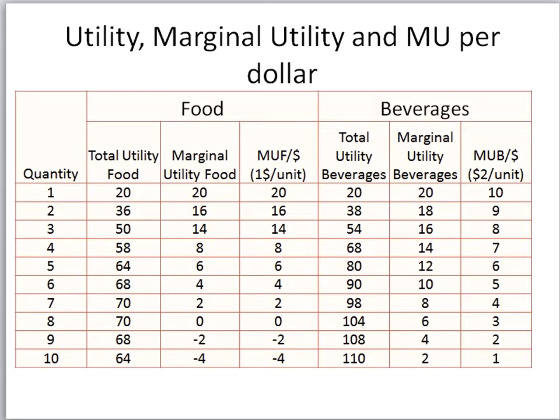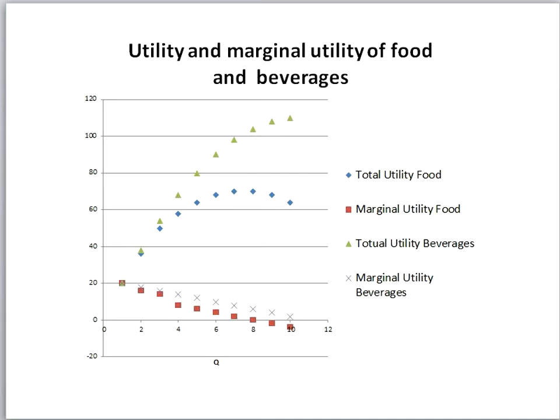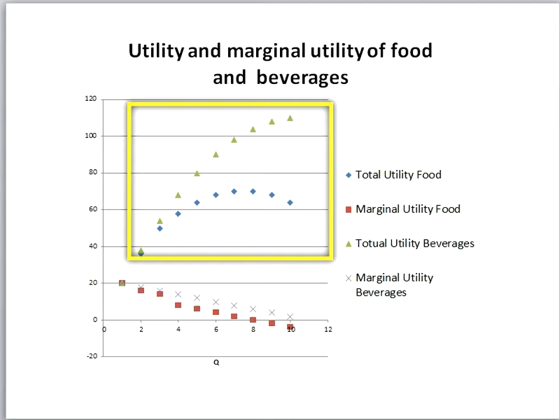If you have not seen this table before, please make sure that you see the previous video, video number 1 on the topic. If we create a graph using this table, the graph will look like this. Here, what we have in the top graphs is the total utility for both food and beverages, and as you can see, the total utility is not ever increasing, but it starts to decrease after a while if we keep consuming.